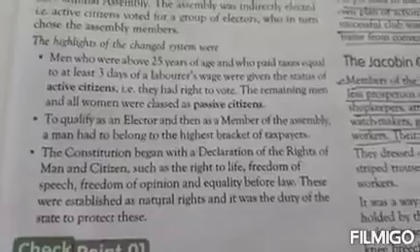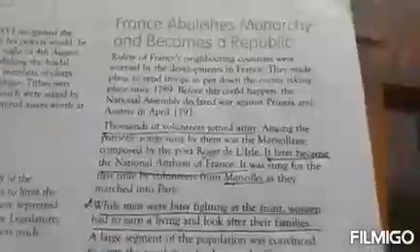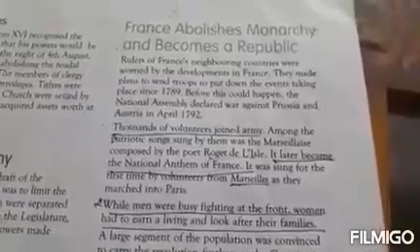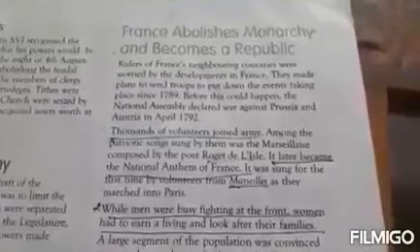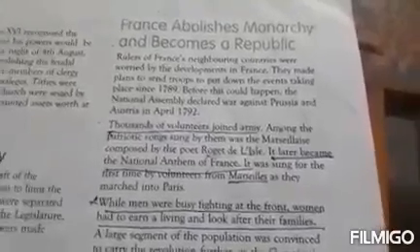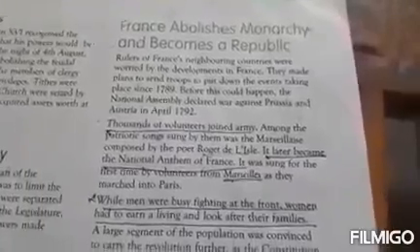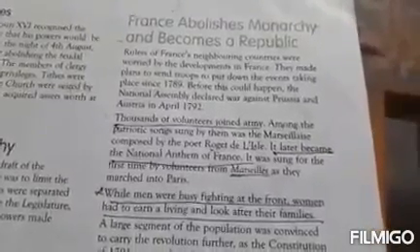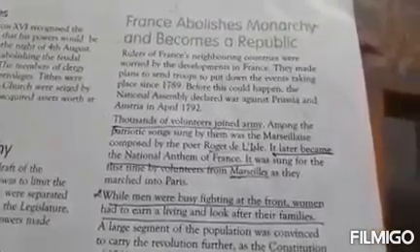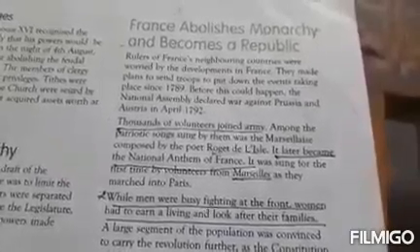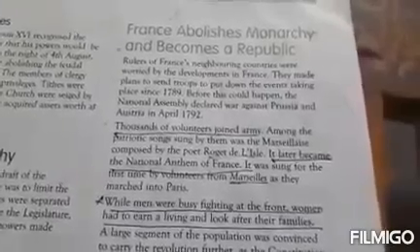After the drafting of the constitution also, there was still tension going on in France. Why was there tension? We'll study in this topic. The rulers of France's neighboring countries were worried by the developments in France. They were worried that the monarchical system had ended in France, and if the same happened in their countries also, then there would be a problem again.